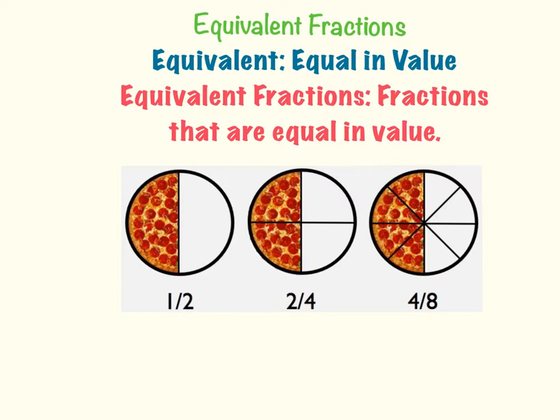The first pizza represents a half of a pizza, and then we have 2/4 of a pizza and 4/8 of a pizza. But if you notice, it's all the same amount. It just depends on how the pizza was cut. So once again, equivalent fractions are equal in value. The first one is cut up into 2 pieces, but we get 1. The second one is cut up into 4 pieces, but we get 2. And the last one is cut up into 8 pieces, and we get 4. But these all represent a half.